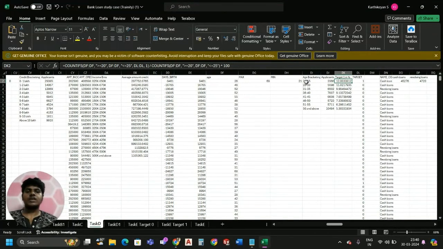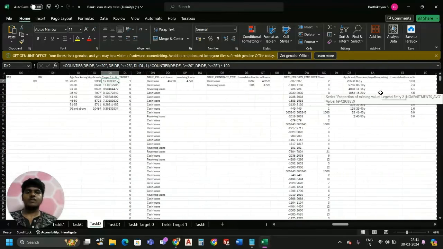Similarly, after doing the age bracketing of 20 to 25 years, the clients who are having payment difficulties, like loan defaulters, that is target 1, is calculated by using this formula. That is greater than 20 age, less than 25 years, having target 1, divided by the countif function, just calculating the total number of applicants. Here, total number of applicants with target 1 divided by total number of applicants with the age limit of 20 to 25 years, into 100 to get this percentage. So similarly I have done these many.